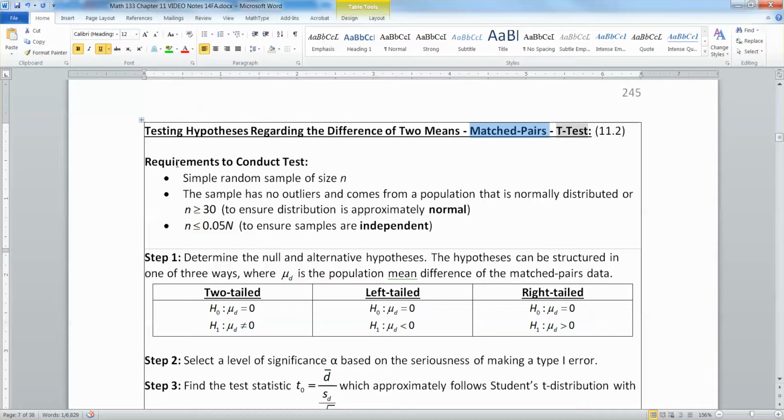Now, the requirements to conduct this test are a simple random sample of size n. The sample has no outliers and comes from a population that is normally distributed, or you could have n be greater than 30. If n is greater than 30, then you don't need to check that it's normal. And then you need your sample size, as usual, to be less than 5% of your population size in order to ensure your samples are independent. Now, a lot of times we don't bother actually checking these because we're in a class that's all about running the test. But in real life, you would want to check these every time, because if you don't meet these criteria, then you really shouldn't be conducting a hypothesis test at all.